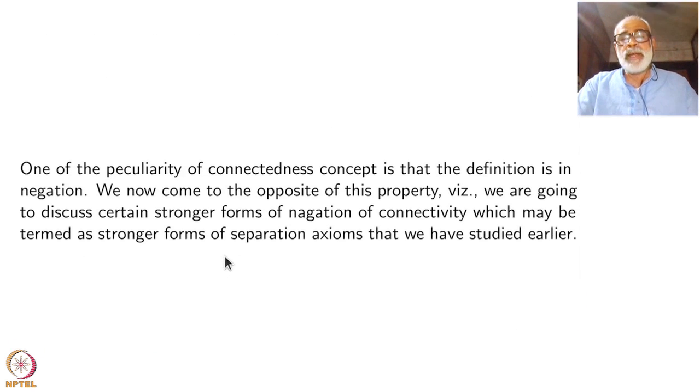One of the peculiarities of the connectedness concept is that the definition is in the negation. In fact, we define a disconnected space, and then if the space is not disconnected, we say it is connected. So we would like to come to the opposite of this property, namely disconnectivity. We are going to discuss certain stronger forms of negation of connectivity, which may be termed as stronger forms of separation axioms, namely Frechet space, T2 space, T3 space, and so on, regularity, normality, and so on. All those things will come into the picture now, indirectly.